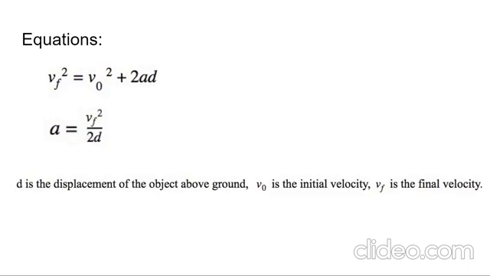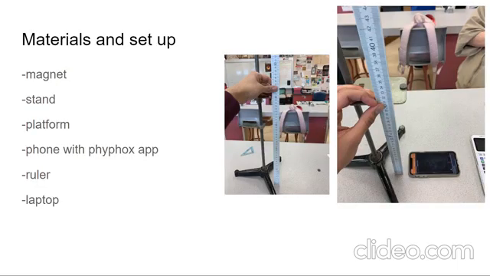In this experiment, our independent variable was the height from which the magnet was dropped, and the dependent variable was the time interval of the magnetic field's amplitude through the free fall. Our setup includes a magnet, a metal ring stand, and a platform. The measuring apparatus we used included a meter stick and the Phyphox app.